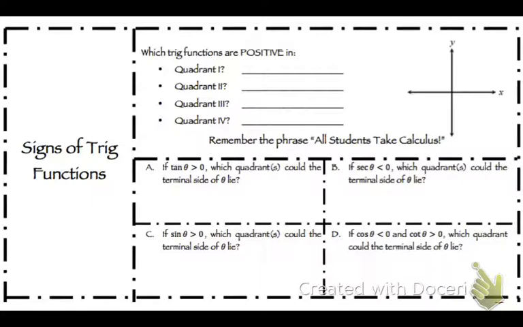So all students take calculus. That means the first quadrant is everything. So all of the sine, cosine, and tangent are positive in that first quadrant. Second one is sine, students, sine. Third one is tangent, take, tangent. Fourth one is cosine. So all students take calculus. Okay? All students take calculus. That's just a way to remember.